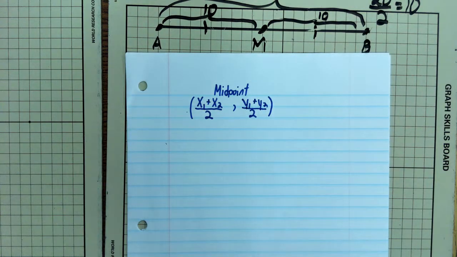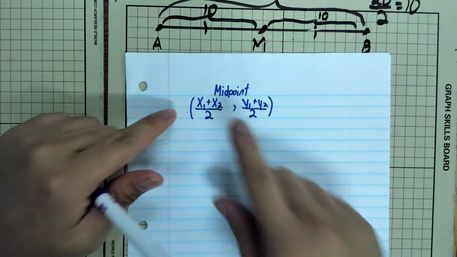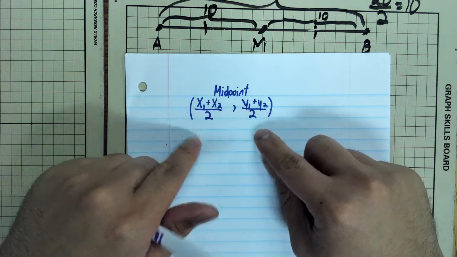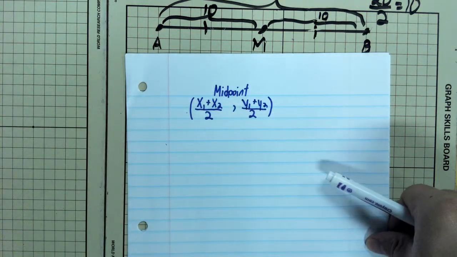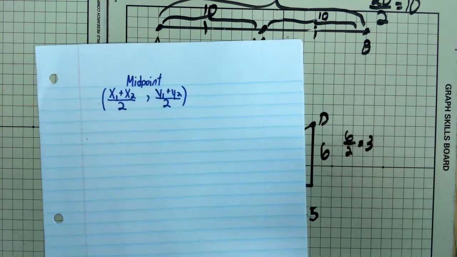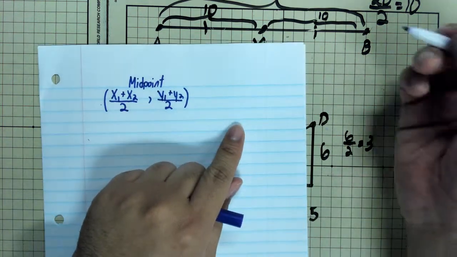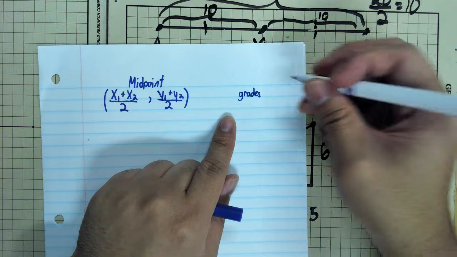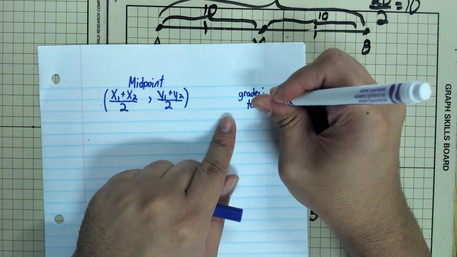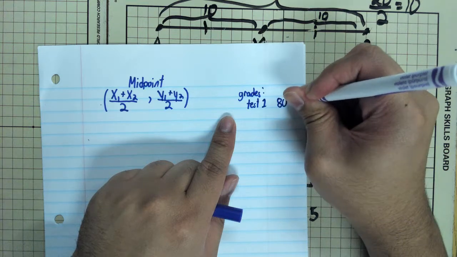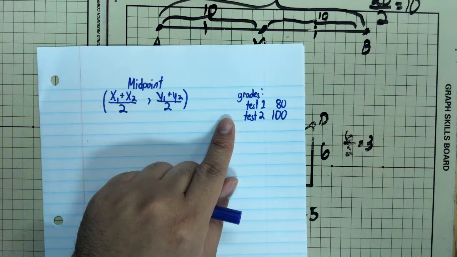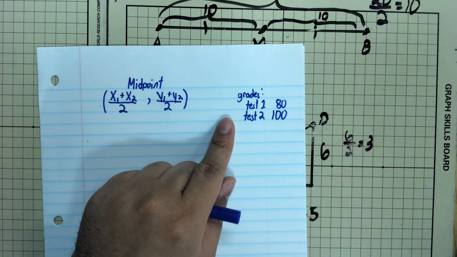And let me talk about this equation for a moment. x1 plus x2 and y1 plus y2, and they're both being divided by 2. The way I explain this is what this stands for. Let's talk grades. Let's say your first test, your test 1, you got an 80, and your second test, you got a 100. So if you have an 80 and a 100, what is your grade in the class?